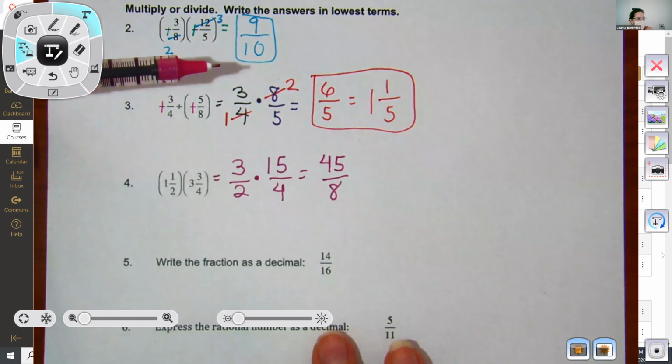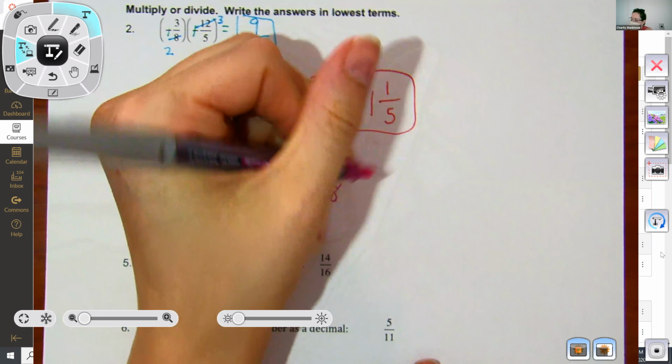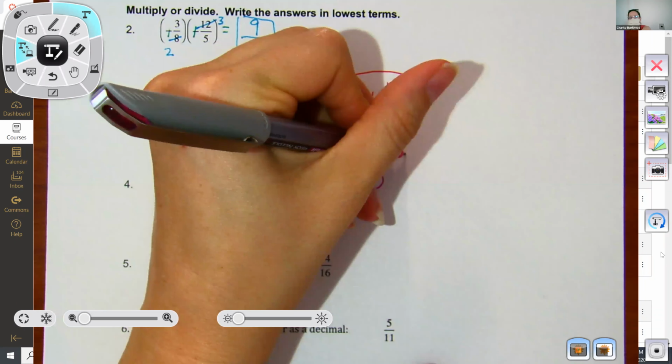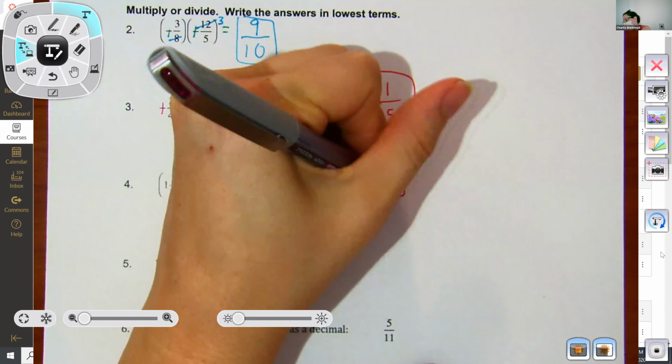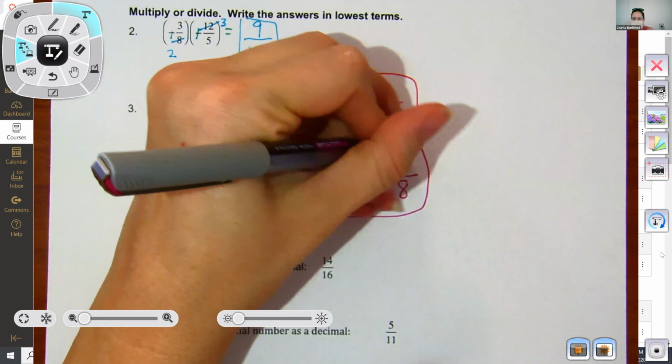Again, that can't be reduced. It is an improper fraction, so if necessary, I can change it into a mixed number. 8 would go into 45 5 times with 5 left over. So either 45/8, or that's the same thing as 5 5/8.